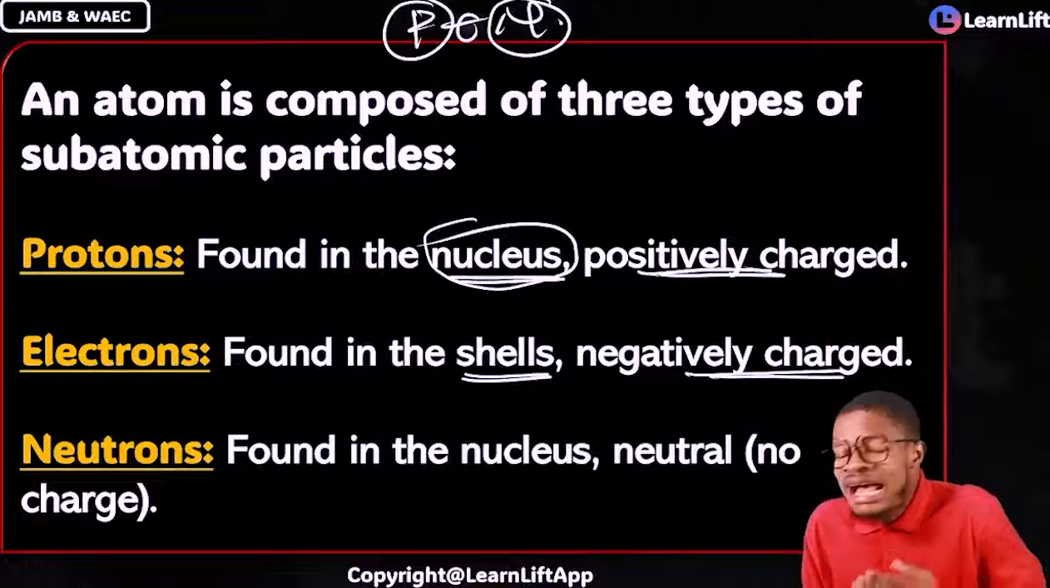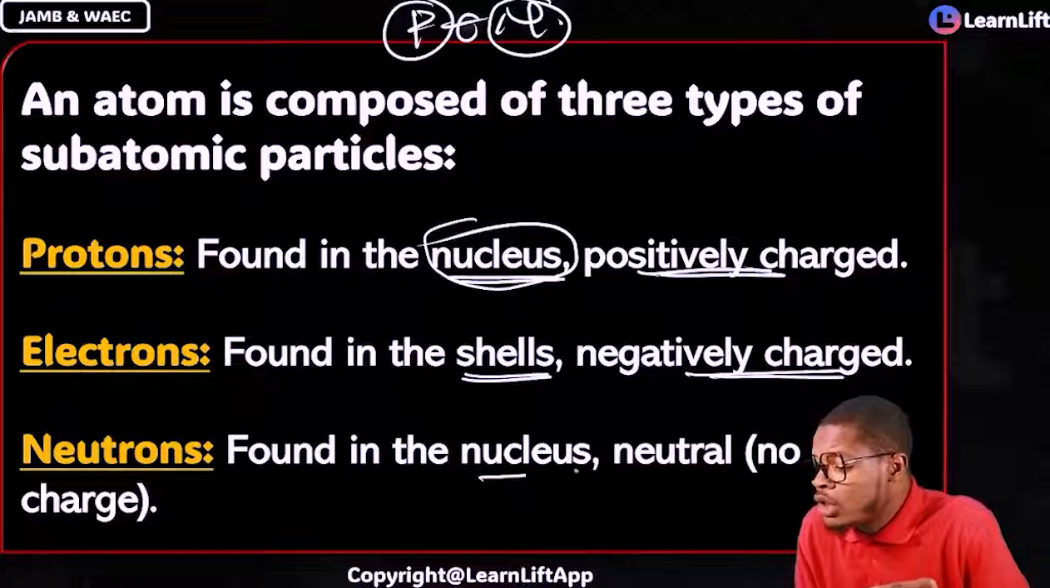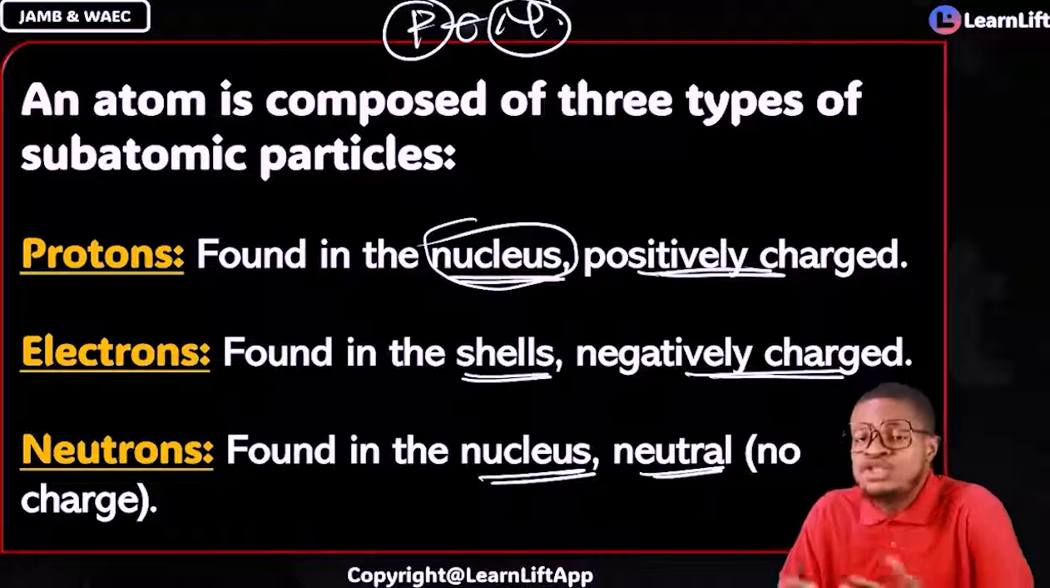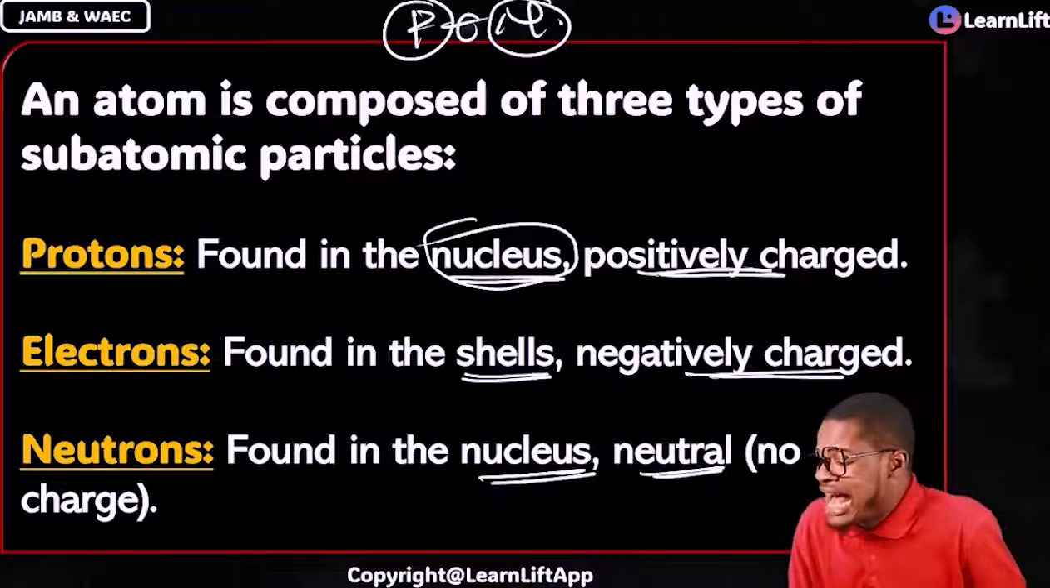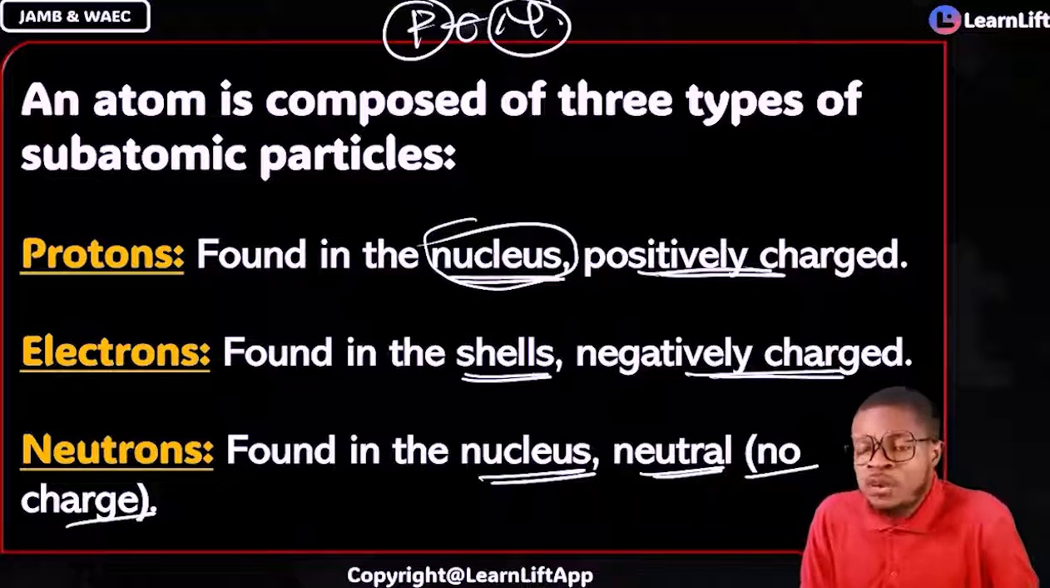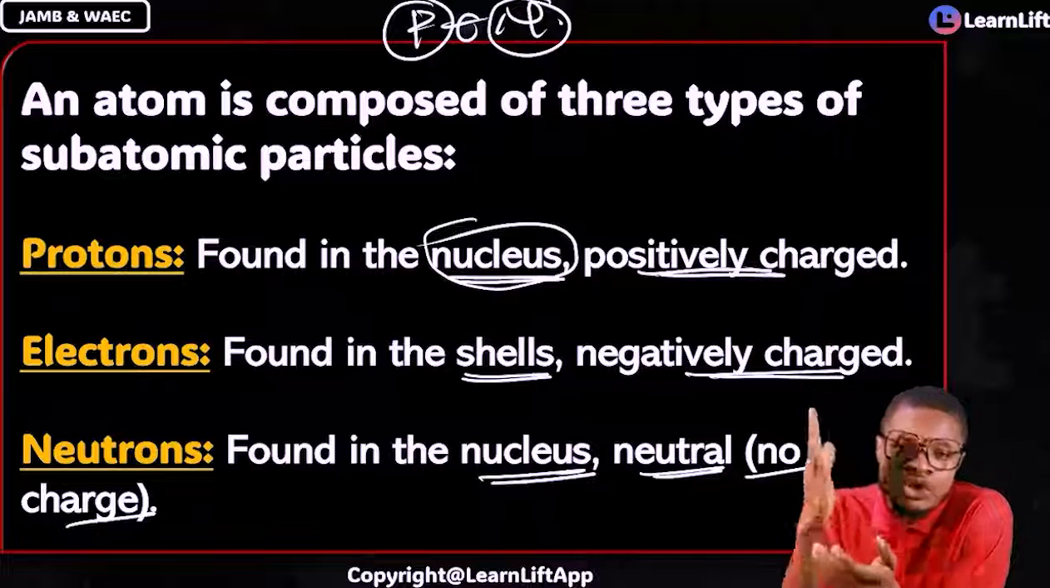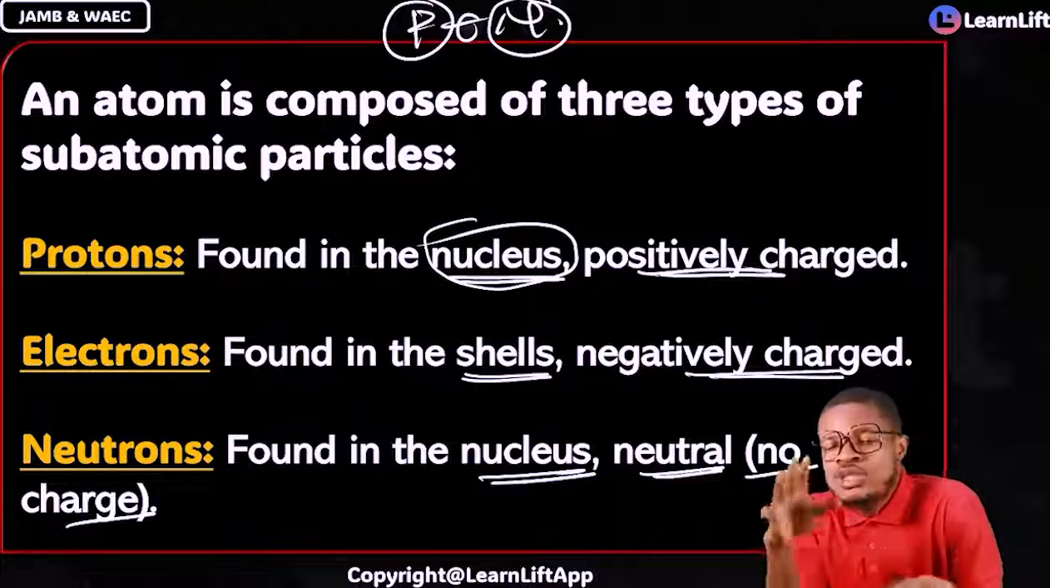The neutrons are also in the nucleus. What is their charge? They are neutral. If something is neutral, it means it has no charge. Which one has no charge out of the 3 of them? Are they the protons, the electrons, or the neutrons? The neutrons have no charge.